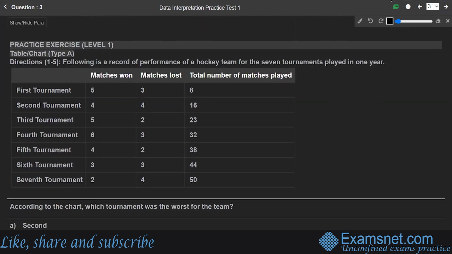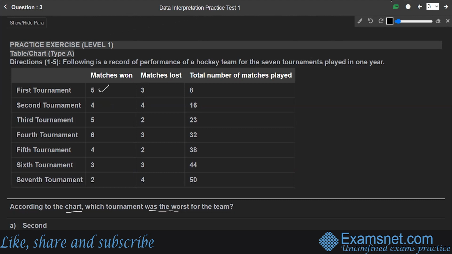Now for the same data, he's saying, according to the chart, which tournament was the worst for the team? Which tournament was the worst out of all of them? That particular tournament will be worst where the number of matches lost will be maximum and the number of matches won will be minimum. So let us find out.